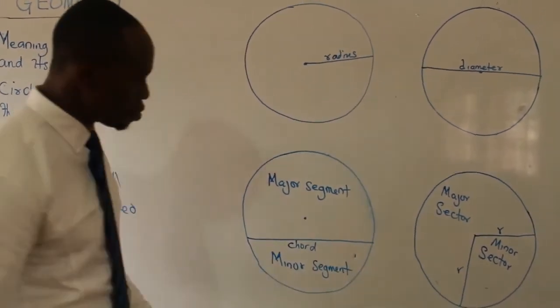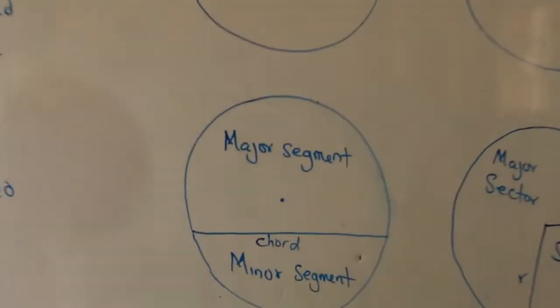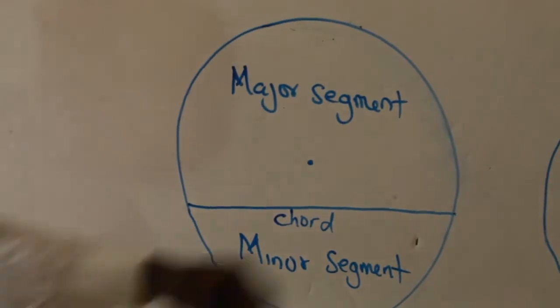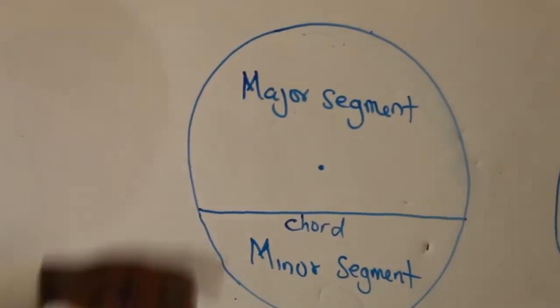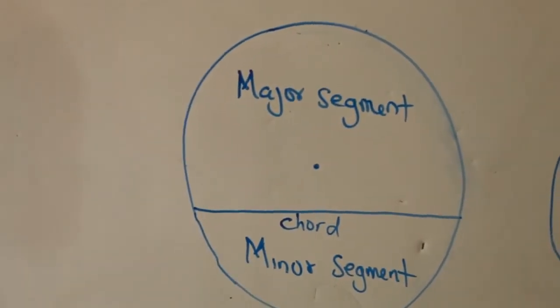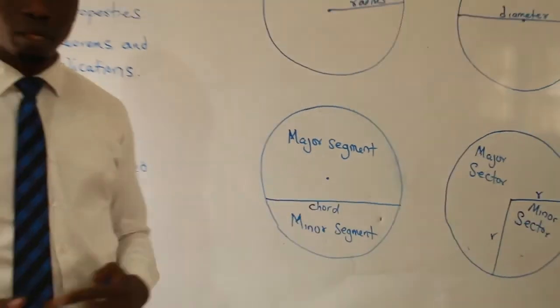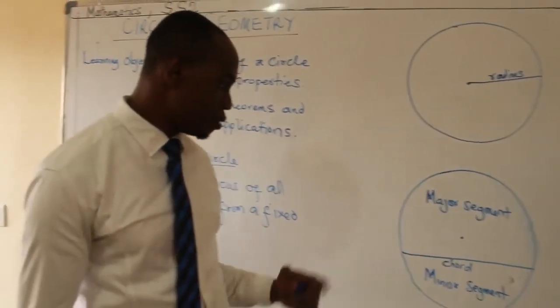So you can have a circle cut into 2, and if you don't cut it exactly into half like the diameter did here, you'll be cutting it into 2 segments. One is called the major segment and the other is called the minor segment.